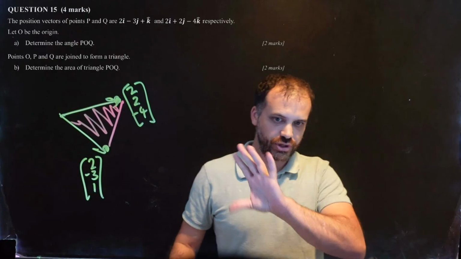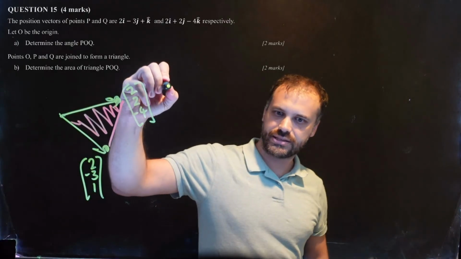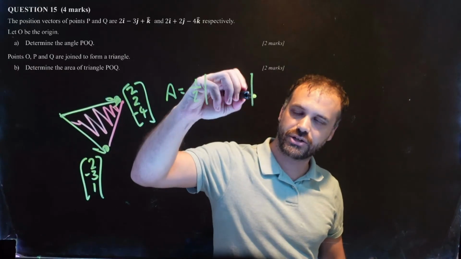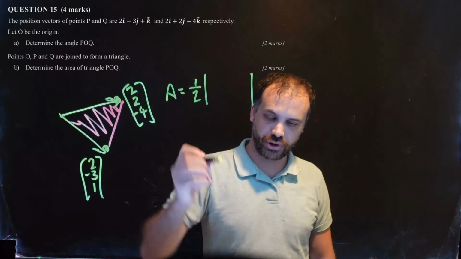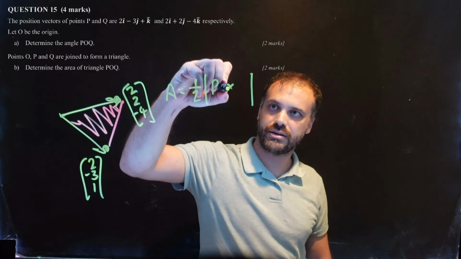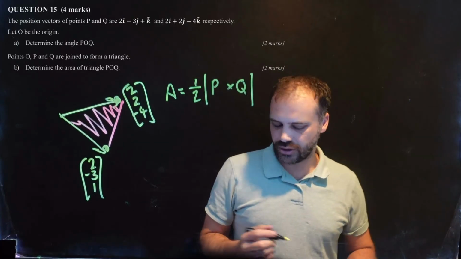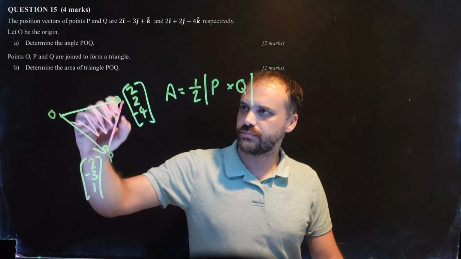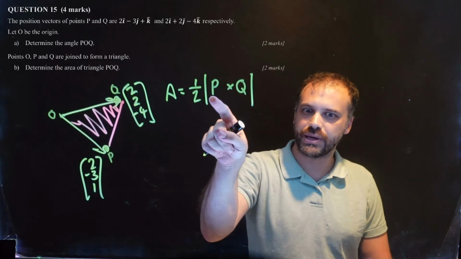And you should know straight away there is a formula for this. The area is equal to half of the magnitude of the cross product of vector P, vector Q. Although I guess I should probably be a little more pedantic here. This is point O, this is point P, and this is point Q. So it's really OP and OQ.